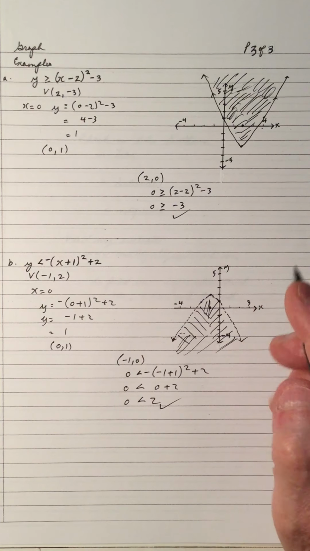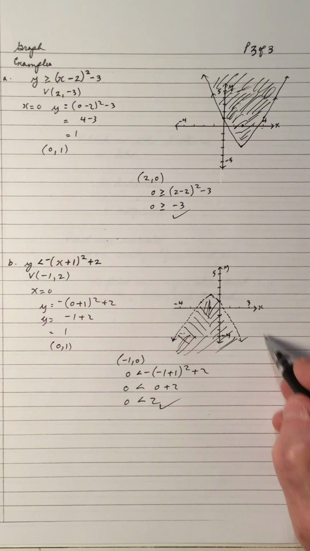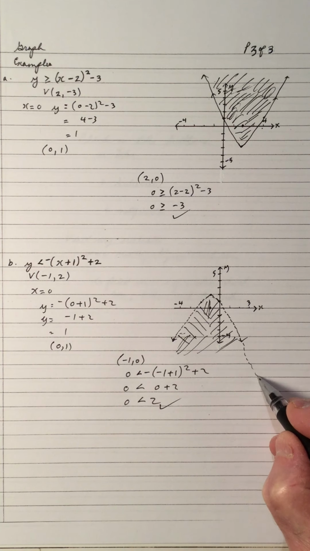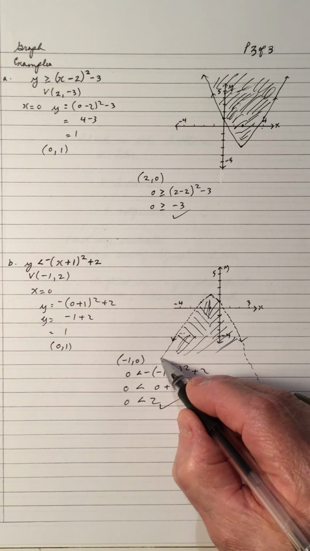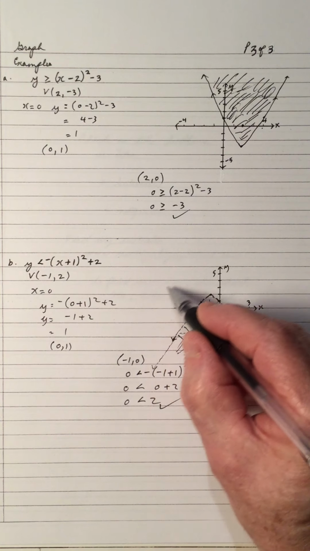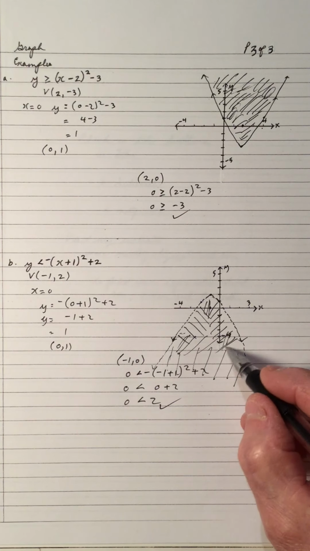And that means all the points over here. All these points outside of here, remember, the parabola keeps going down, down, down, so these points will not make it true. These points inside of here will make the inequality true.